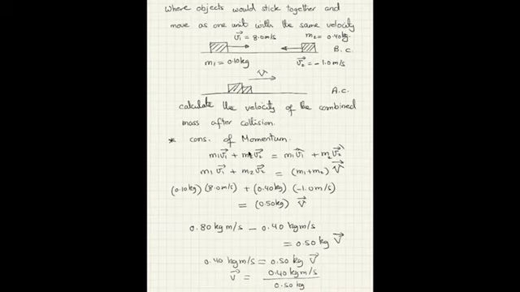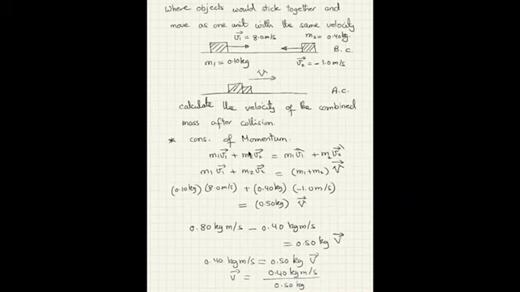Now, here I'm talking about one of the most important collisions, which is the completely inelastic collision. How should we know that this is completely inelastic? It is when the two objects stick together and move as one unit. There are many car accidents or collisions where the objects stick together and move as one unit.